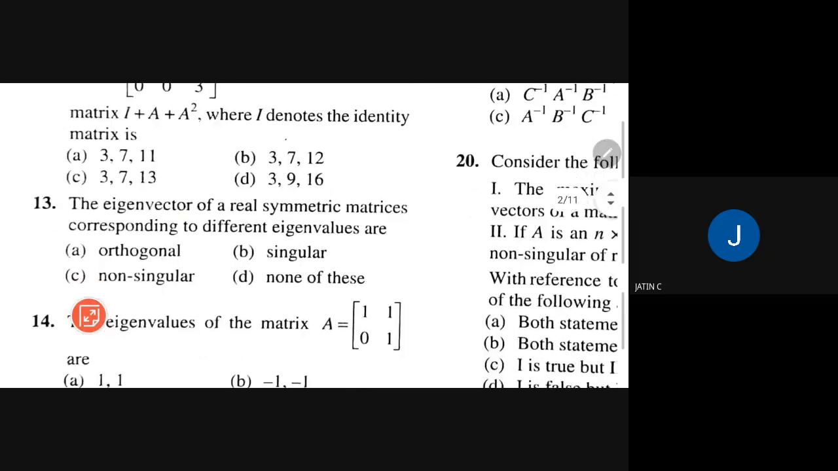So next one: the eigenvectors of real symmetric matrices corresponding to different eigenvalues are... Now you tell me, this is a standard result. The eigenvectors of a real symmetric matrix corresponding to different eigenvalues are. What can you say? The natural choice is orthogonal. They are orthogonal.